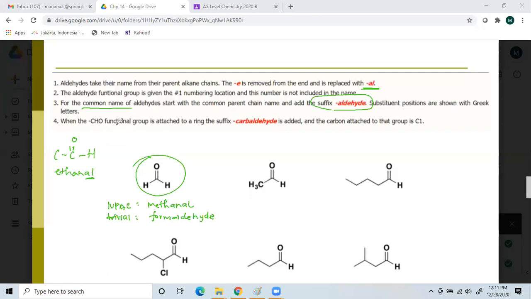Okay, number 4, when the C double bond O functional group is attached to a ring, the suffix carbaldehyde is added, and the carbon attached to that group is carbon number 1. So let's say if I have this, and then this is C double bond O. So this should be carbon number 1. And this we call the carbaldehyde group. Okay, so cyclohexene carbaldehyde. Okay, understand?